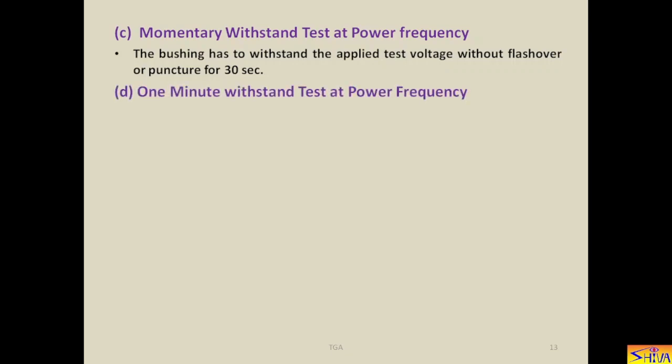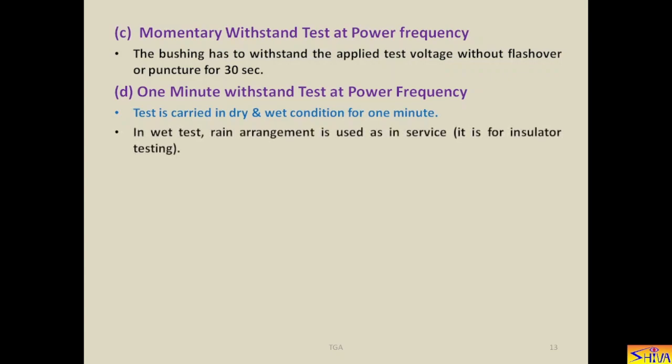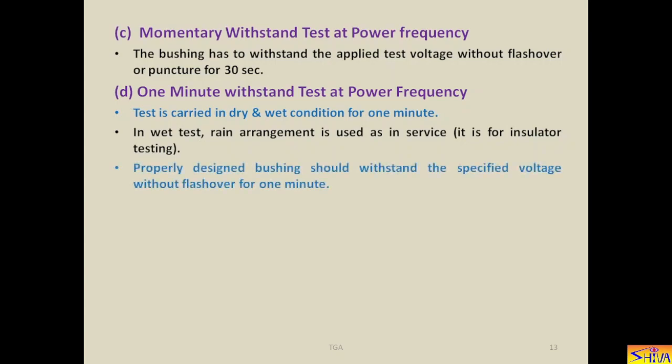In 1 minute withstand test at power frequency, the test is carried in dry and wet condition for 1 minute. So again, how much should be the withstand voltage, that depends on the rating of the bushing, and that is given in the standard. In wet test, rain arrangement is used as in service condition. It is same as it is used for the insulator testing. The properly designed bushing should withstand the specified voltage without flashover for 1 minute.